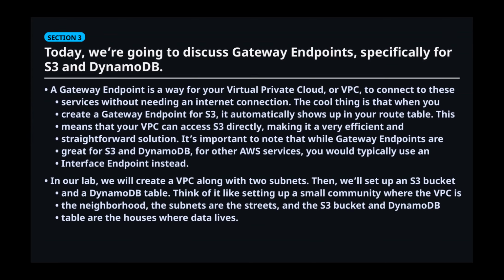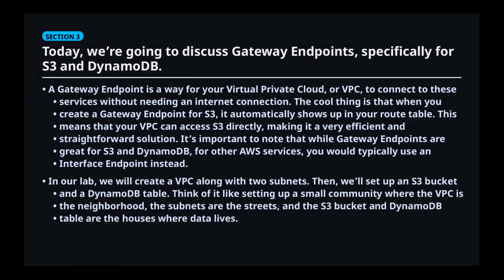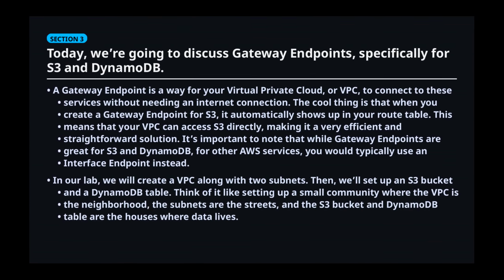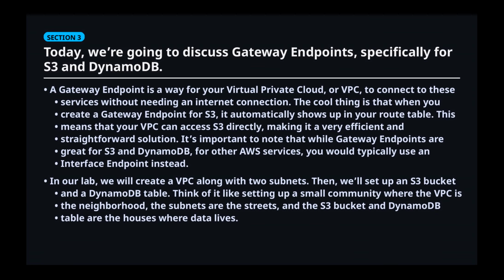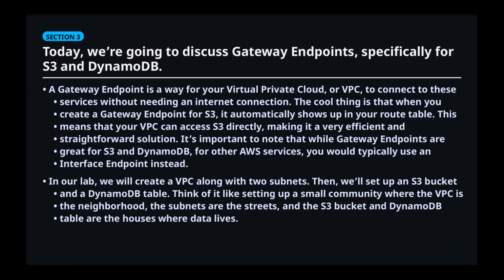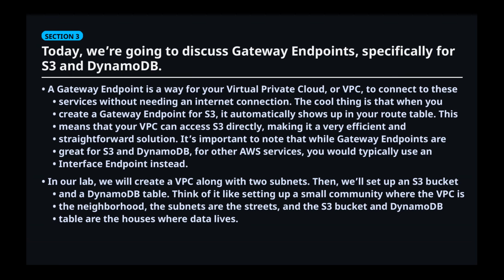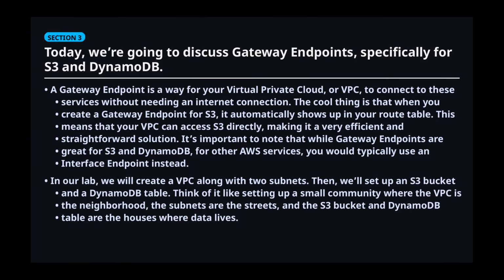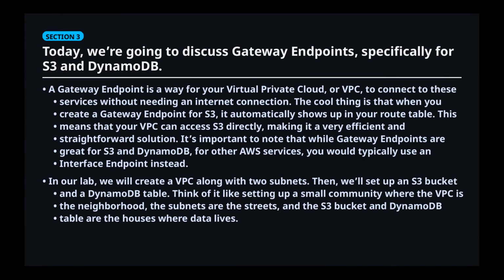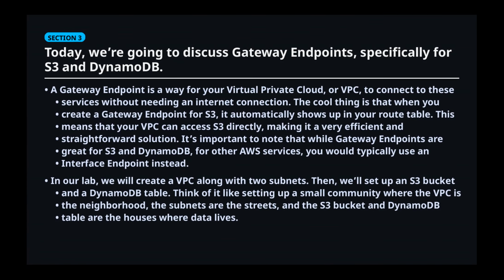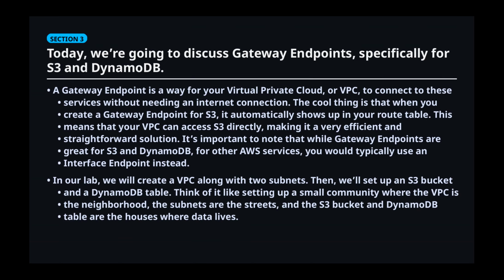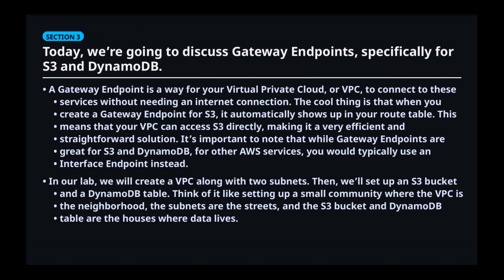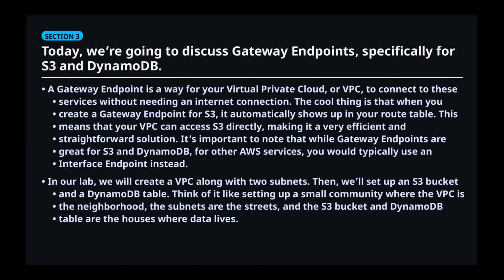In our lab, we will create a VPC along with two subnets. Then, we'll set up an S3 bucket and a DynamoDB table. Think of it like setting up a small community where the VPC is the neighborhood, the subnets are the streets, and the S3 bucket and DynamoDB table are the houses where data lives. To recap, gateway endpoints provide a simple and cost-effective way to connect to S3 and DynamoDB directly from your VPC.